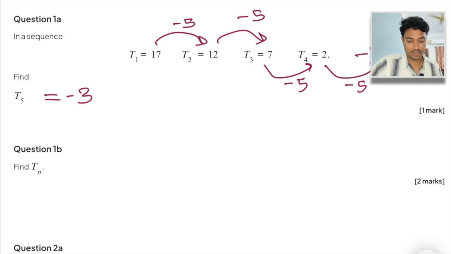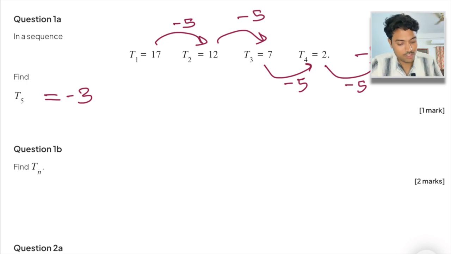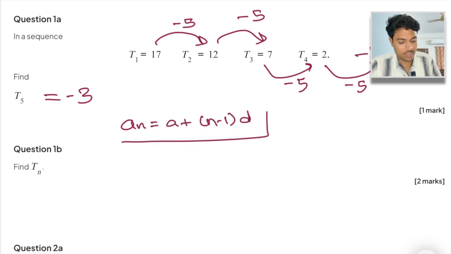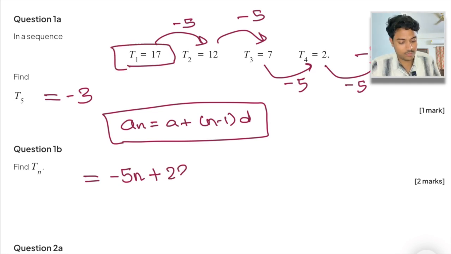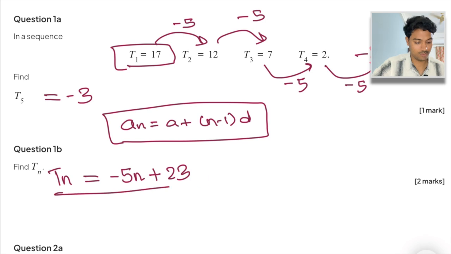Question 1b says find Tn. Tn means they're asking us to find the nth term expression. For that we have a formula, an equals a plus (n minus 1) times d. We can apply this, or we can also do it like this: multiply n with the common difference, so -5 into n, and then add a number such that it gives you T1. That's 23. So Tn equals -5n plus 23.